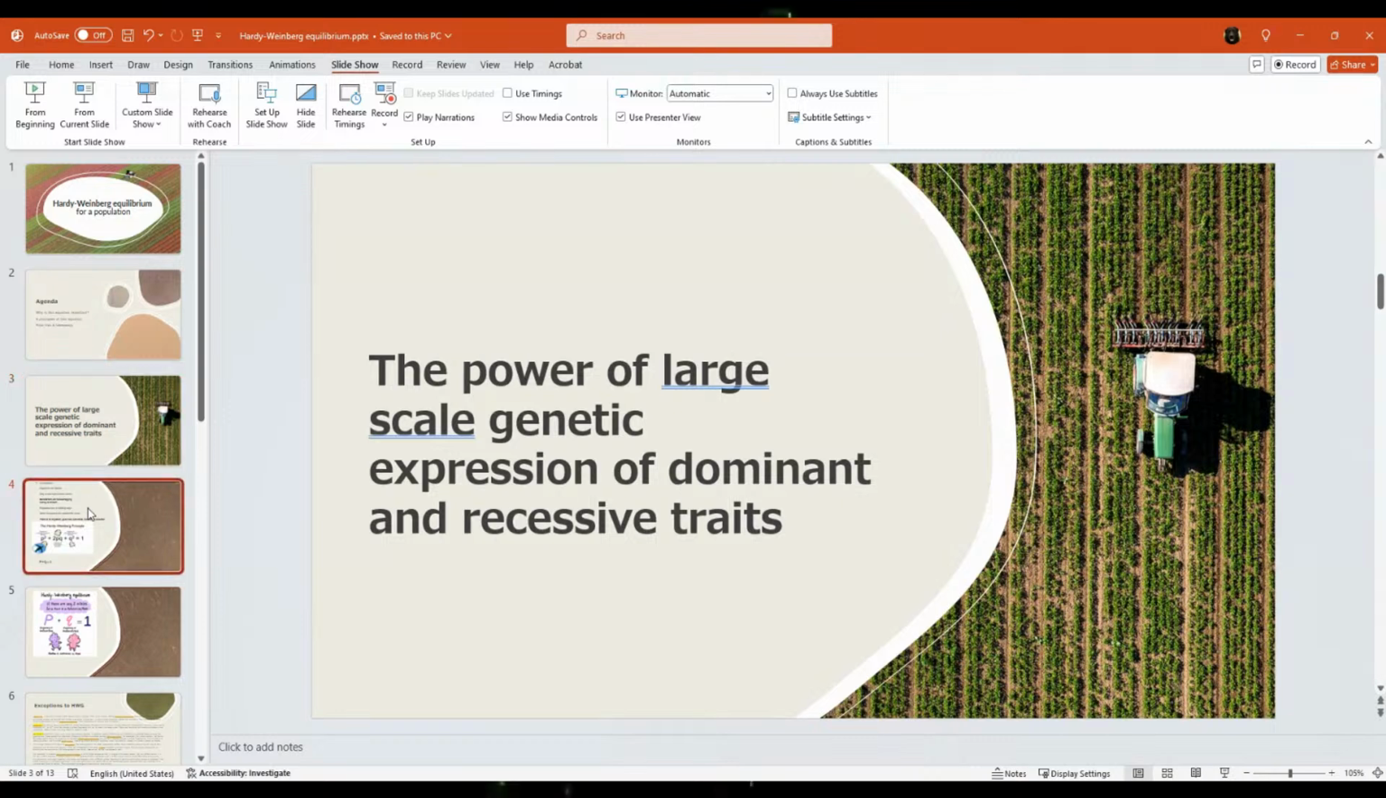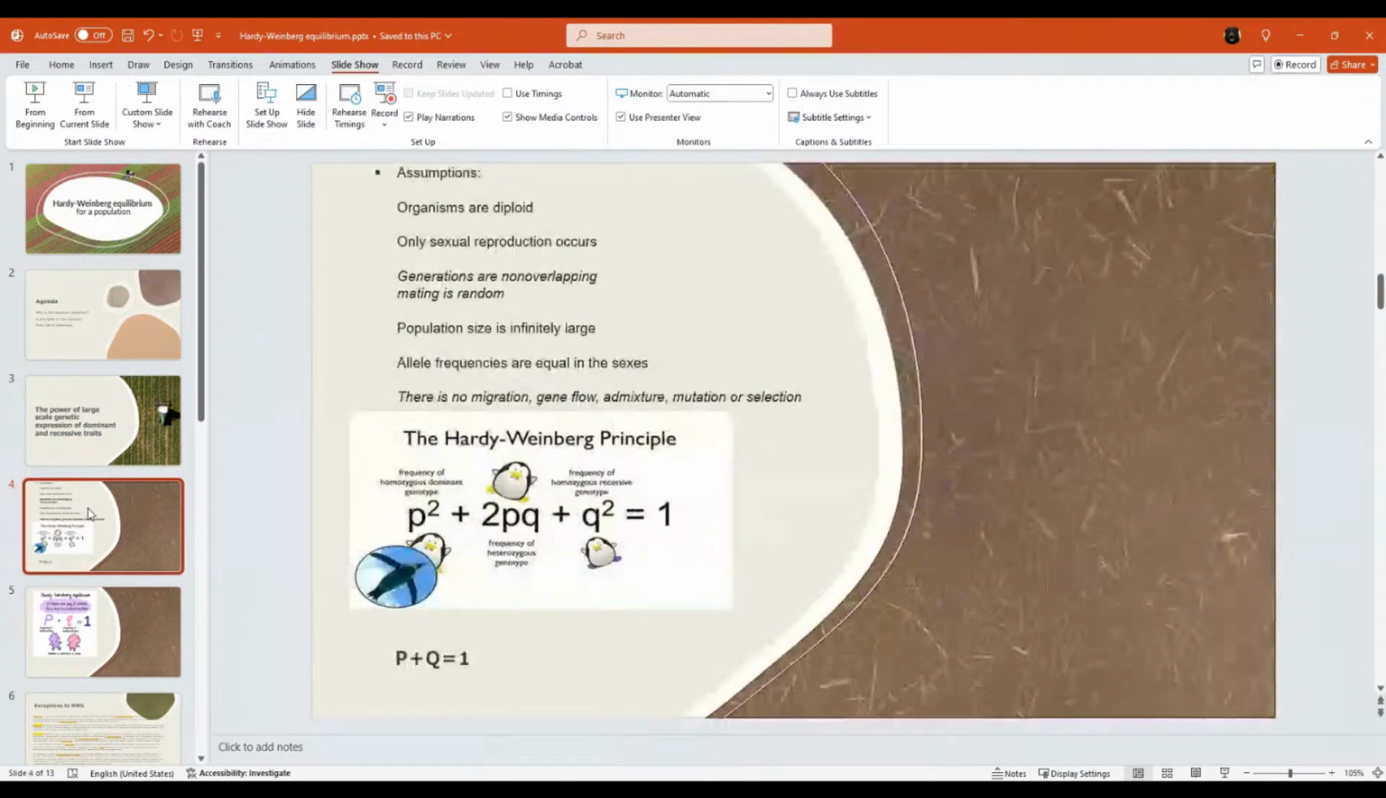Okay. The next thing to understand is these are the assumptions the equation makes. Now, not all these assumptions are actually true. The first assumption is the organisms are diploid. Well, that's true for everything except plants. So that assumption is true. Only sexual reproduction occurs. That's true. Only plants have asexual reproduction. Everything else has sexual reproduction.